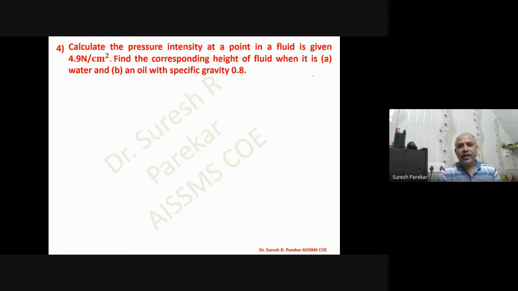Then we have: calculate the corresponding height when the pressure intensity at a point in a fluid is given as 4.9 Newton per cm square. Find the corresponding height of fluid when it is A, water, and B, oil with specific gravity 0.8. So we have given S of oil 0.8, and pressure 4.9 Newton per centimeter square, which is equal to 49000 Newton per meter square. That is the pressure intensity at a point.